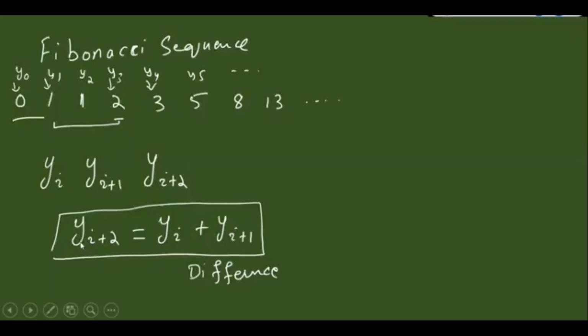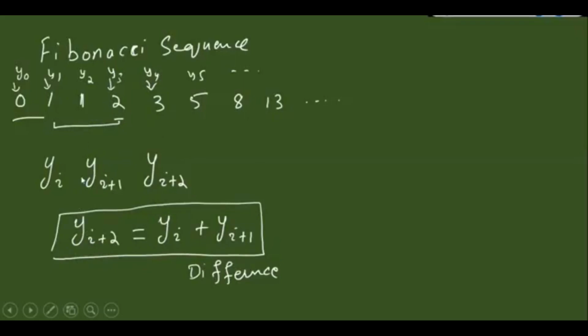So what I am trying to say is that yi plus 2 is purely dependent on the previous value. So in this case, I can say that it is first order. But here it's not like that. To express this rule of the Fibonacci sequence, I need three consecutive values. So I cannot say just the previous value.